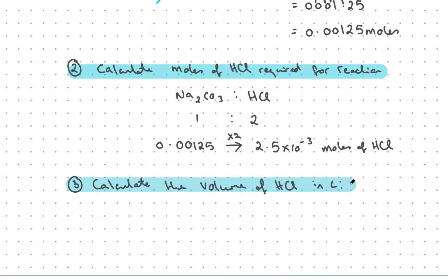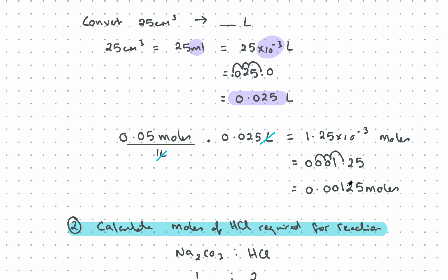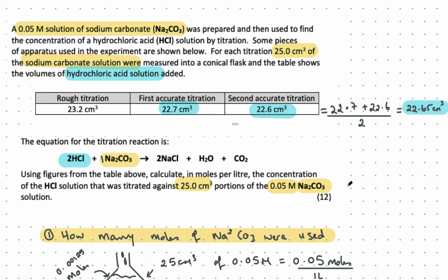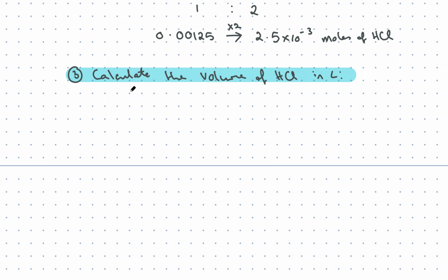So I'm going to go back and see, and I'm going to be able to find it quite quickly because of my colours, how much in terms of volume of HCl did I add? So if we go back up and we look for the blue signals here, I have 22.65 centimetres cubed. So I had to average the last two that I did, and I get 22.65. So I'm going to convert that into litres.